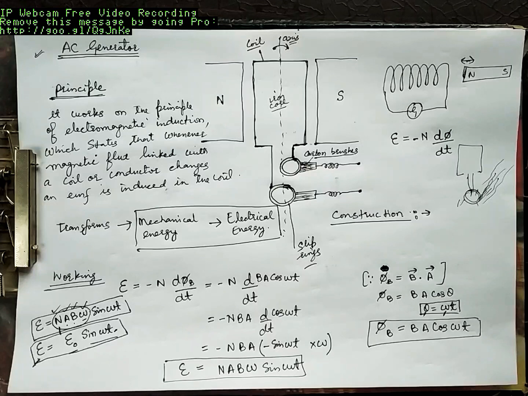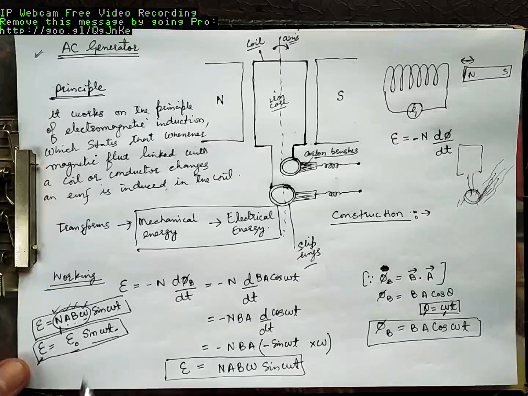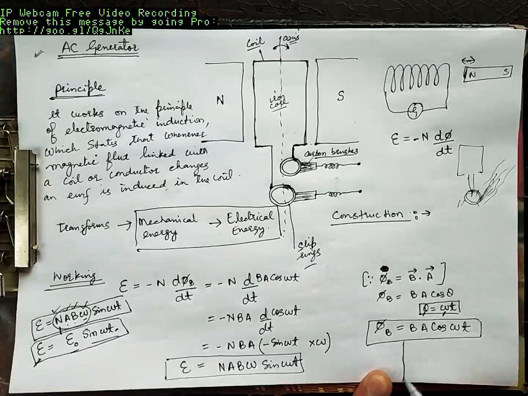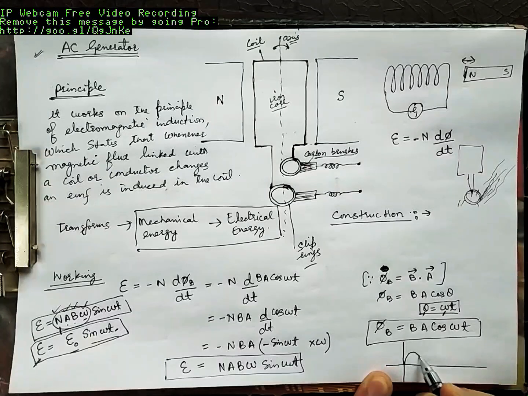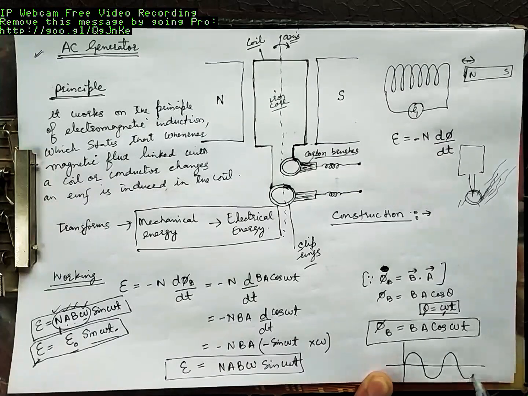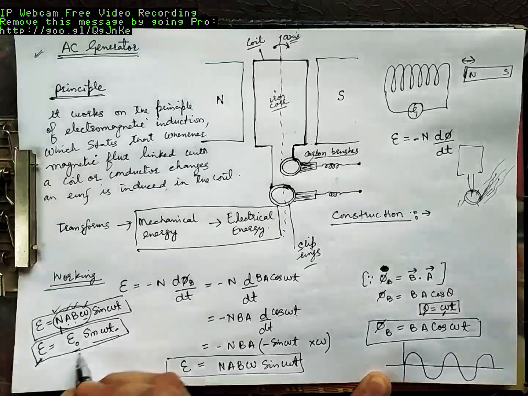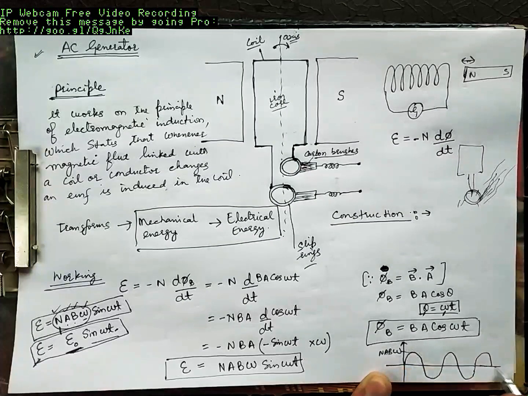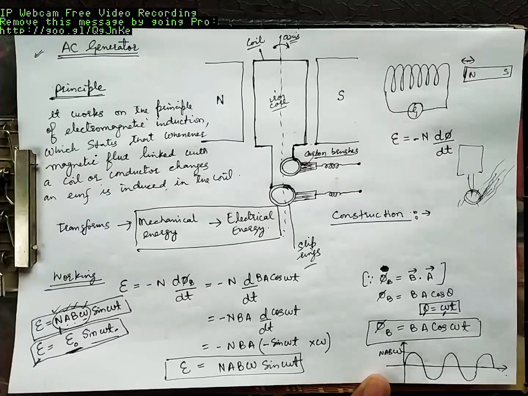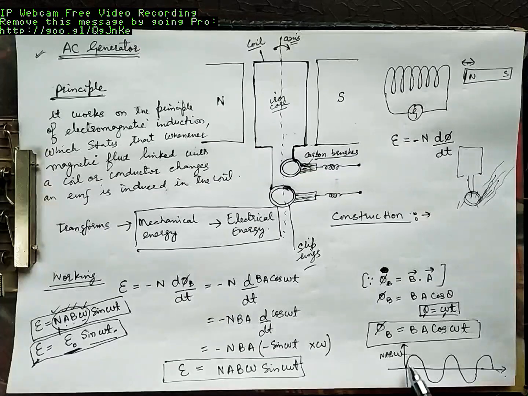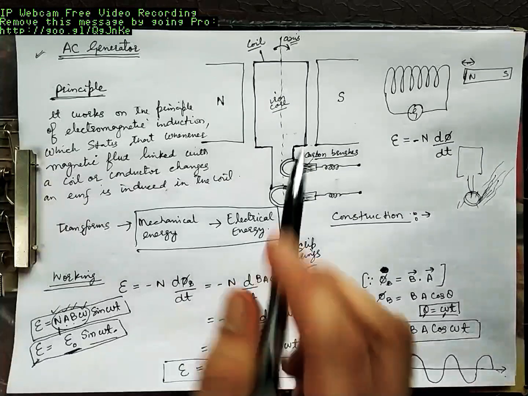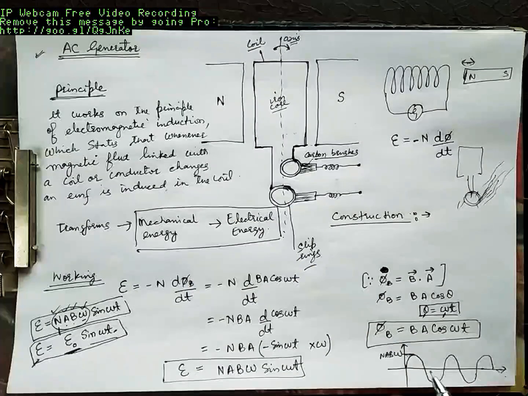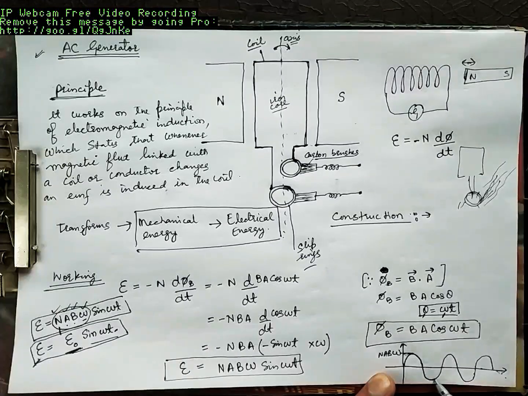We already know this. The waveform of sine omega t is something like this. And this is the amplitude of the sine wave. So the amplitude of the sine wave here is N A B omega. This is N A B omega, the maximum value of the sine wave. So the voltage produced by this generator is of this shape. What shape is this? This is a sinusoidal one.